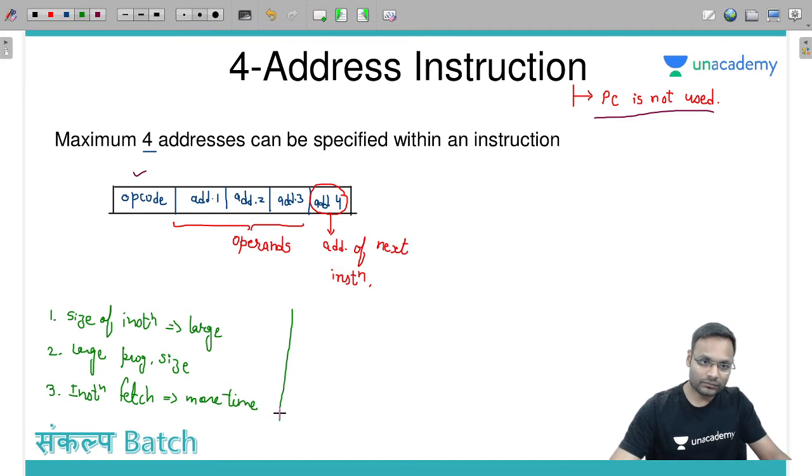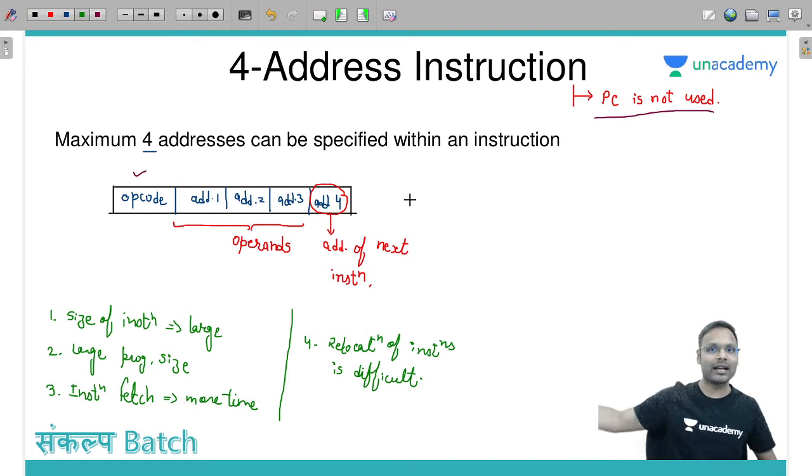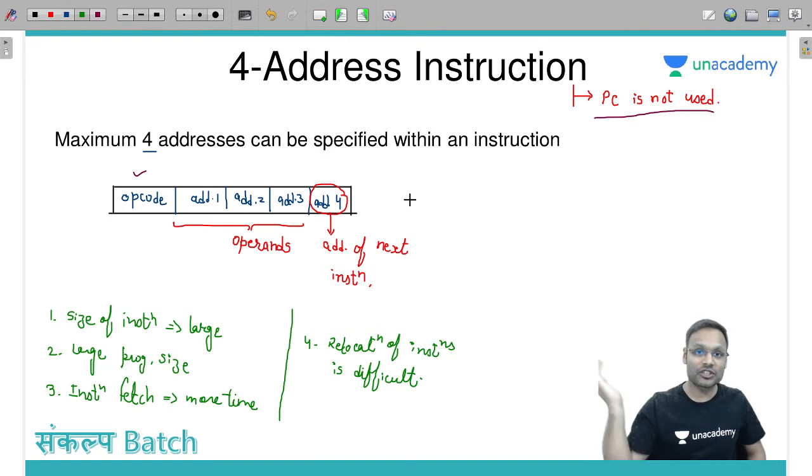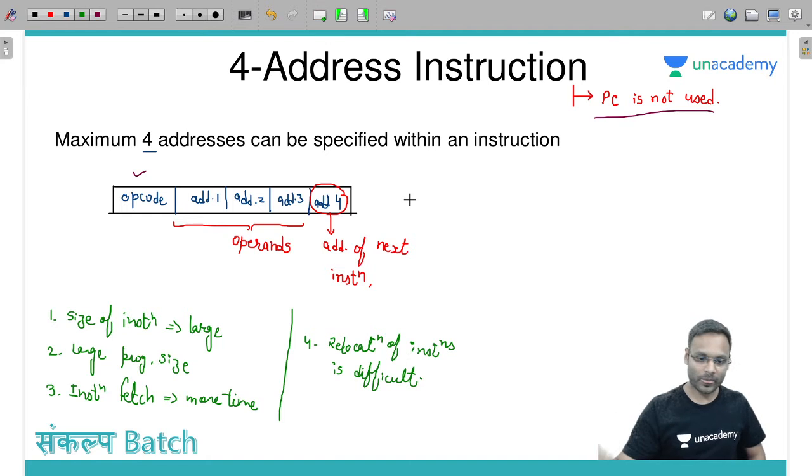And relocation of instruction is difficult. Why? अगर आपने relocate कर दिया, then you will have to change the addresses here. You will have to change all the instructions and their fourth address part. Next instruction का address सारे instruction के लिए बदल जाएगा. In that case, relocation is very difficult. Understood? Yes or no?